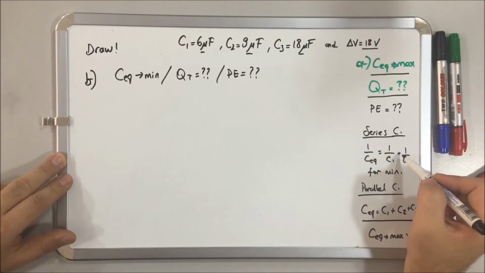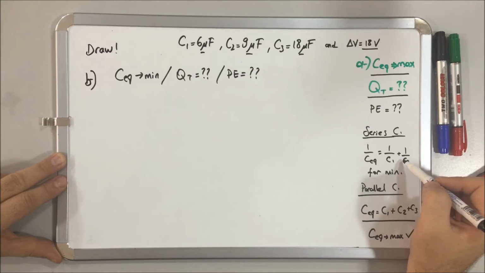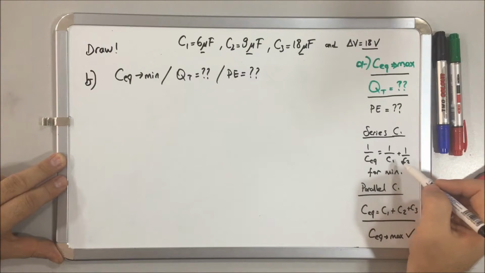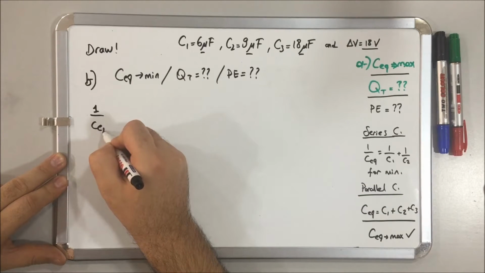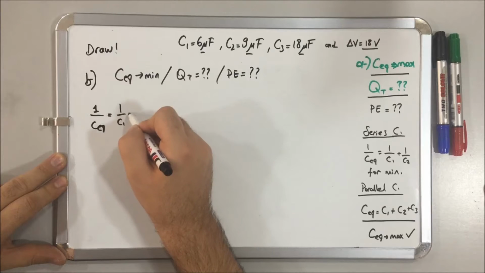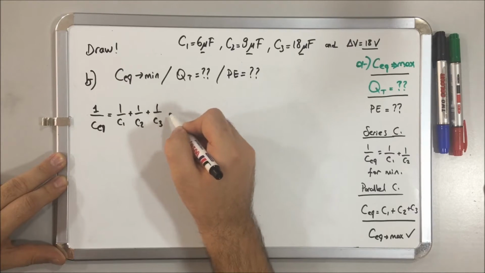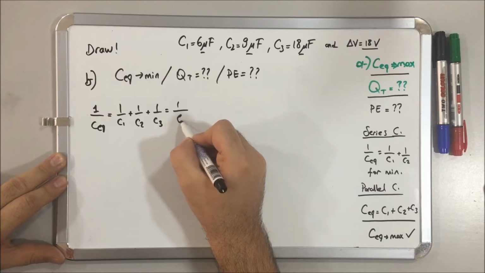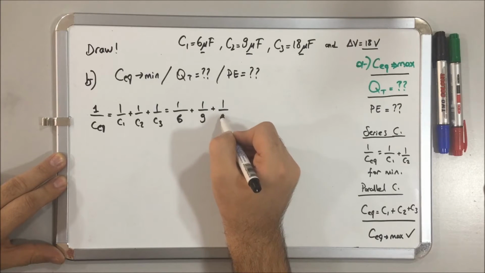The definition of the series combination describes it. It says the equivalent capacitance becomes less than the smallest capacitance. So we have to use this one: 1 over C equivalent is equal to 1 over C1 plus 1 over C2 plus 1 over C3. So it will be 1 over 6 plus 1 over 9 plus 1 over 18.